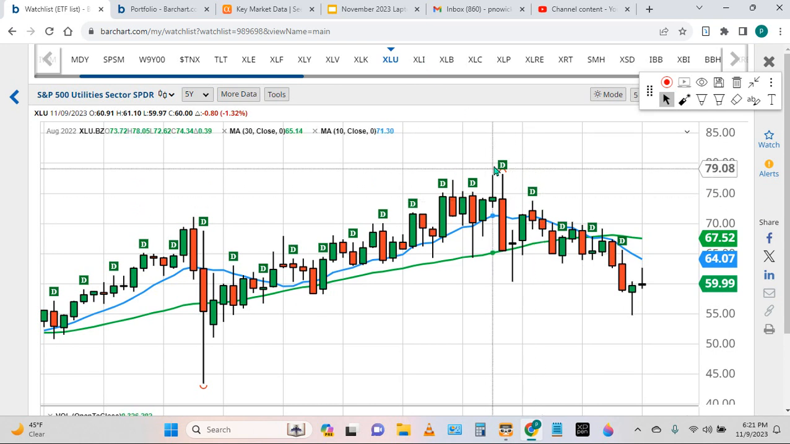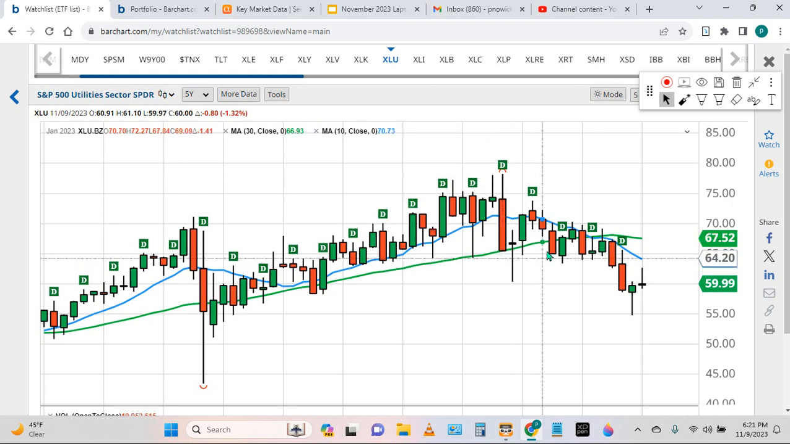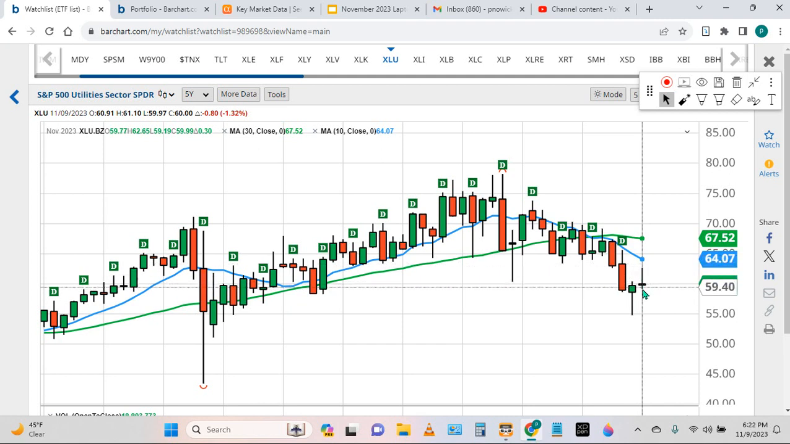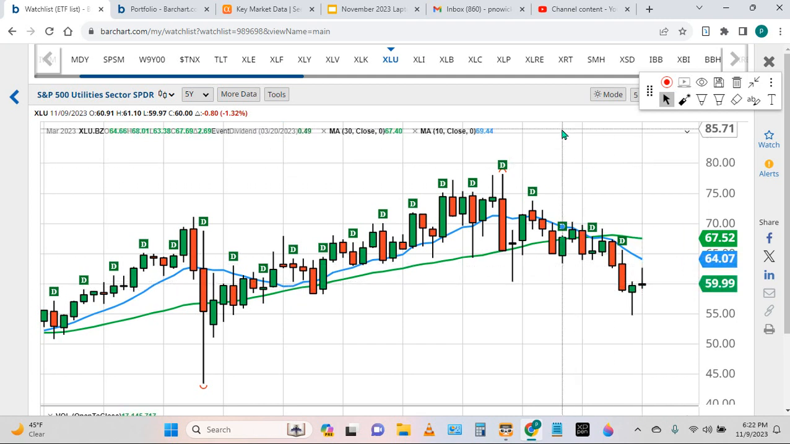Utilities have been in sell-off mode since September of 2022, starting with this large range expansion candle. The sell-off in price made a new low for the year back in October, and then in November we have this topping tail candle indicating that utilities are not in favor right now. Utility stocks not in favor.